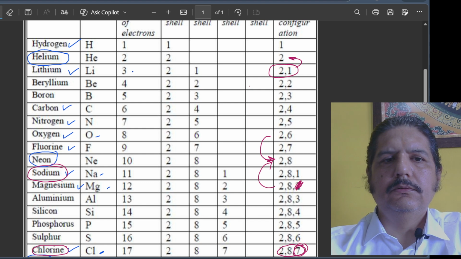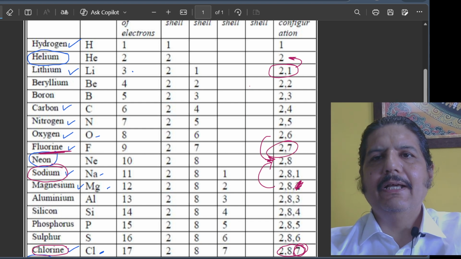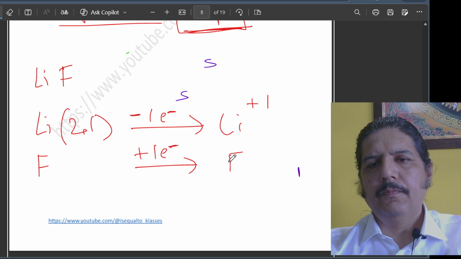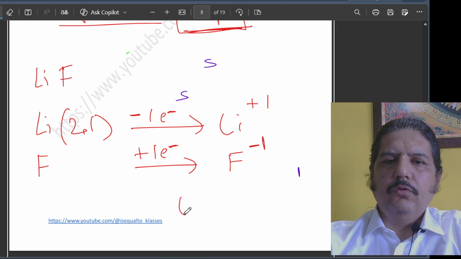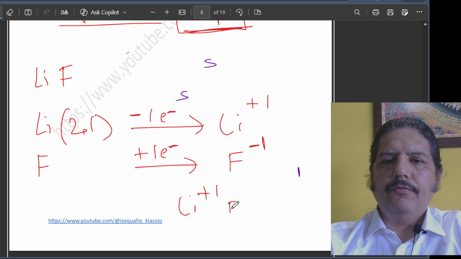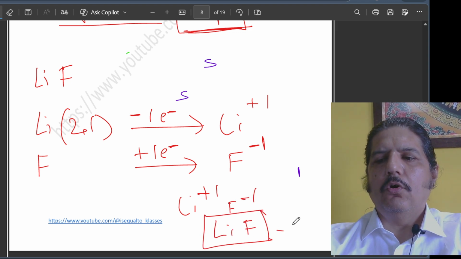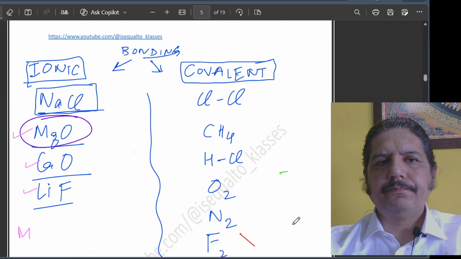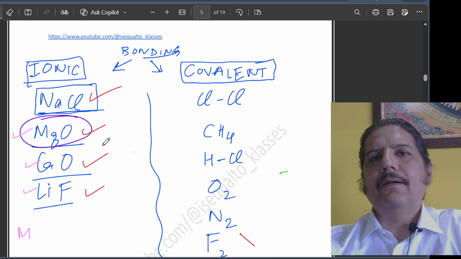Fluorine 2, 7 wants to gain 1 electron. By gaining 1 electron, it will become F minus 1. So Li plus 1, F minus 1 will become lithium fluoride. So all these are examples of ionic compounds. So you would have understood that these are the ionic compounds.